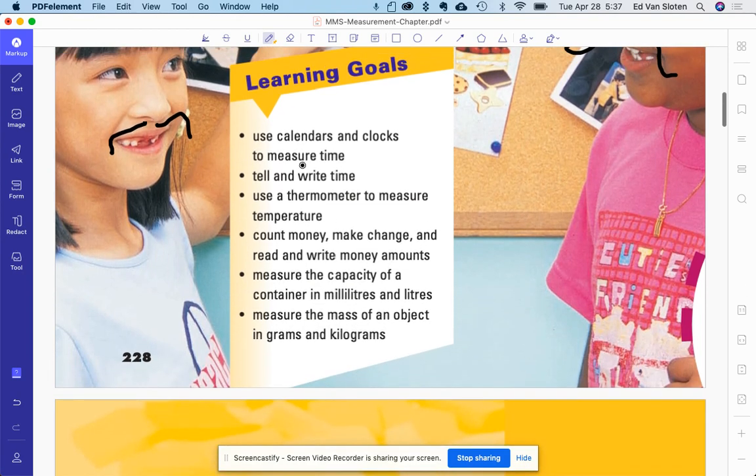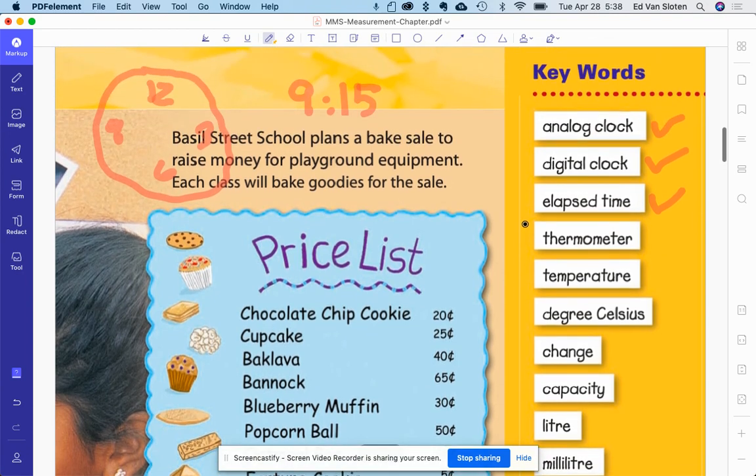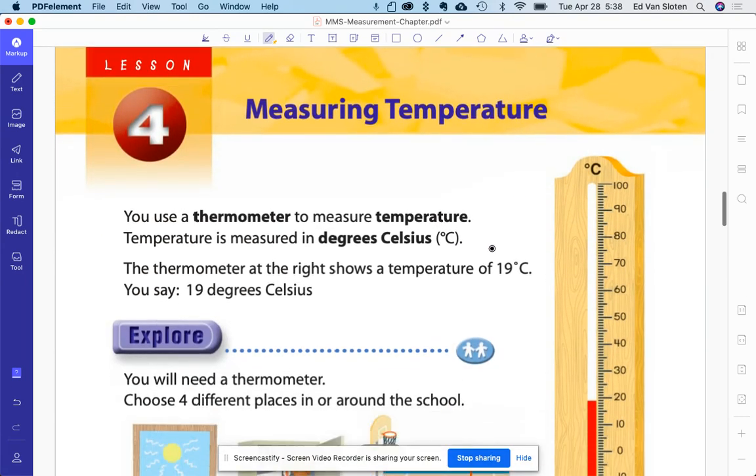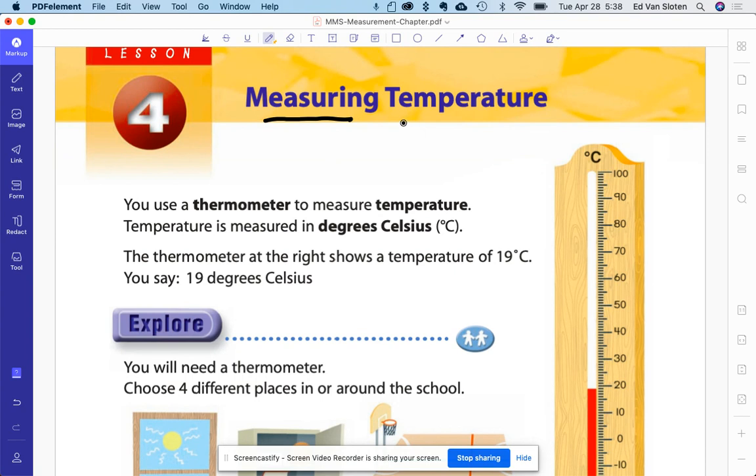There we go. So we've practiced calendars, clocks, time, how we tell time, how we write time, and now we're going to talk about this thermometer to measure temperature. We've done the analog clock, the digital clock, the elapsed time, and now we will go to measuring temperature. The key words are tricky to say: thermometer and temperature.